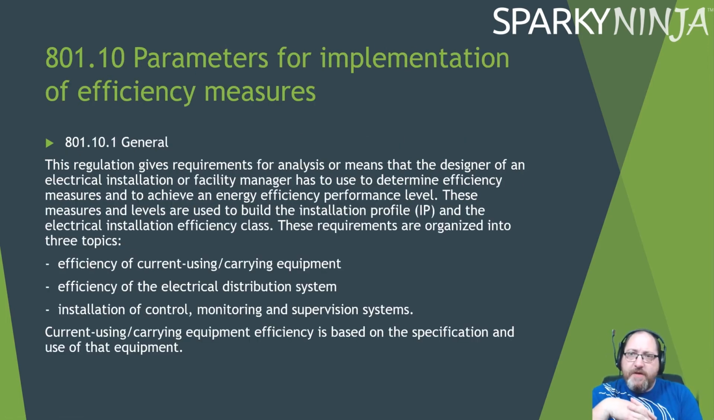Parameters for the implementation of efficiency measures. This regulation gives a requirement to the analysis or means the designer of an installation or facility manager has to use to determine efficiency measures and to achieve an energy efficiency performance level. The measures and levels are used to build the installation profile, or IP, and the electrical installation efficiency class. These requirements are organized into 3 topics, which are efficiency of current using or carrying equipment, efficiency of the electrical distribution system, installation of control, monitoring or supervision systems. Okay.